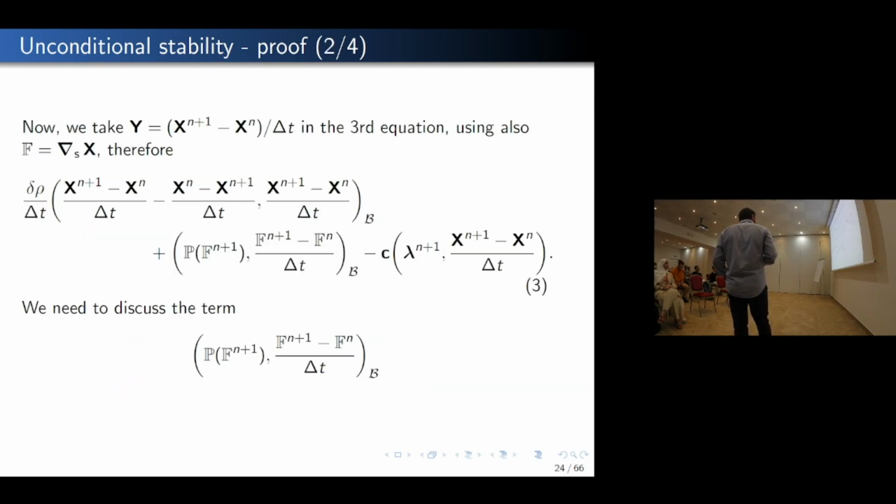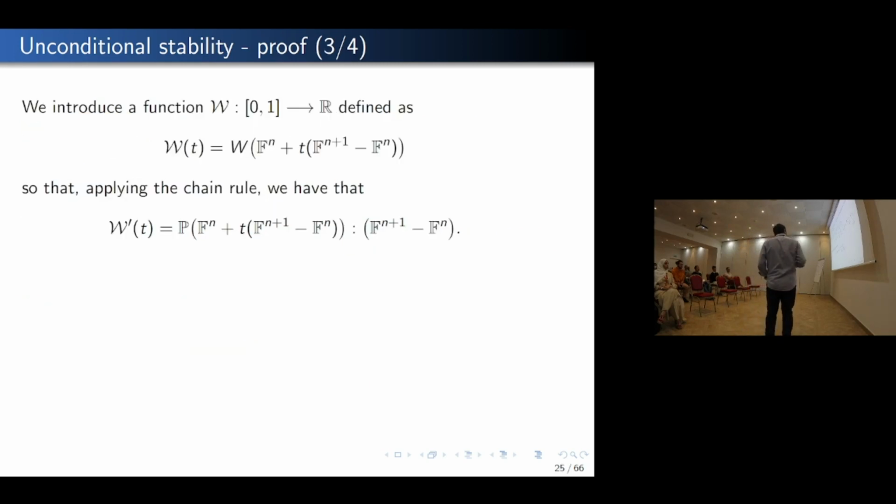For the solid, we take y to be (x_{n+1} - x_n)/delta t in the third equation, the equation of the solid, and we have to remember that F is the symmetric gradient, the deformation gradient, sorry, and we obtain this third equation. So here we have linear terms. So here we have P of F_{n+1} and then (F_{n+1} - F_n)/delta t. So we need to discuss this term.